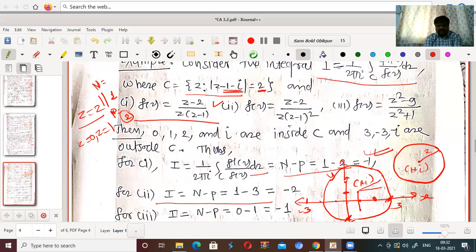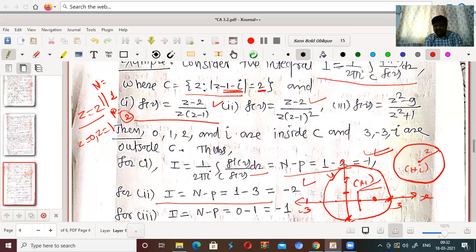Similarly, for the second, this has a zero at 2 and poles at 0 and 1. Again they are inside, but the number of zeros is 1 and the number of poles is 2 because pole 1 is repeated 2 times. So 1 minus 3 equal to minus 2.